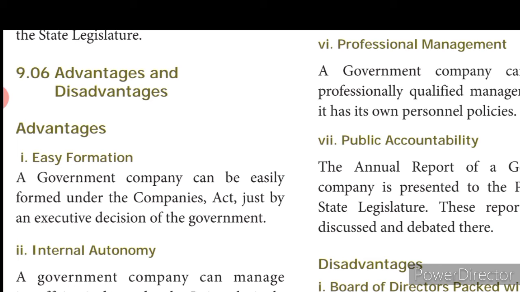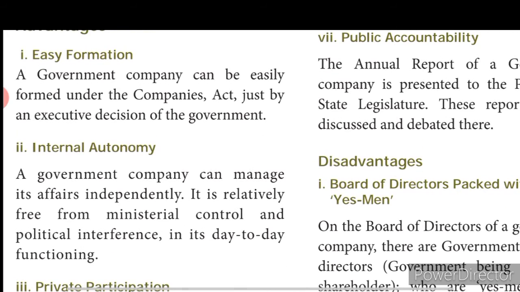disadvantages. What is the advantage? The first point is easy formation. A government company can be easily formed under the Company Act just by an executive decision of the government. So if you want to make a company a government company, you can take an executive decision. You can just decide, and then you can just invest, and you can make a government company. According to the Company Act, you can do this.